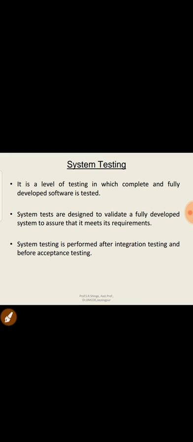System testing is a level of testing in which complete and fully developed software is tested. So we perform system testing when our complete software product is developed. After developing the full software, we perform system testing. System tests are designed to validate a fully developed system to assure that it meets its requirements. So we perform system testing after completion of software development.